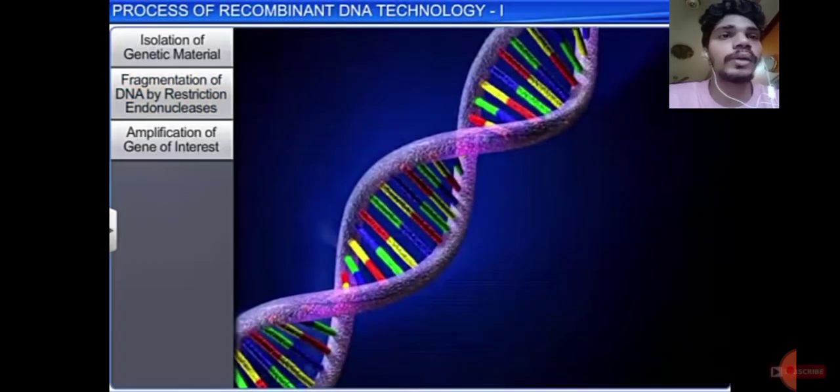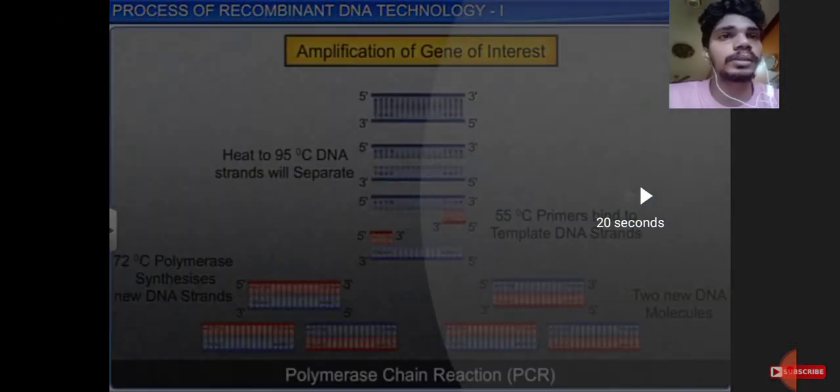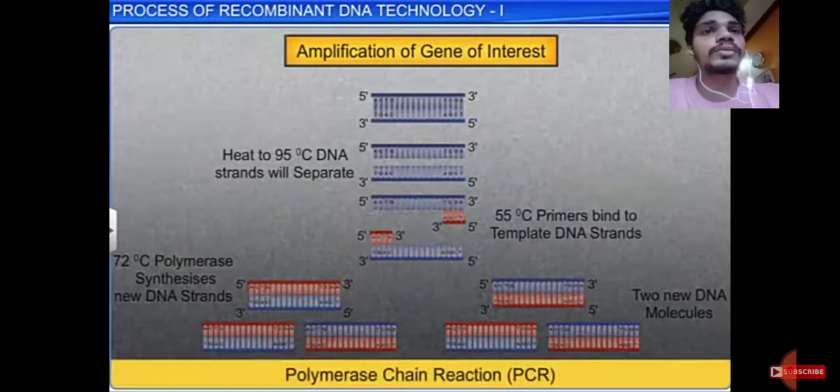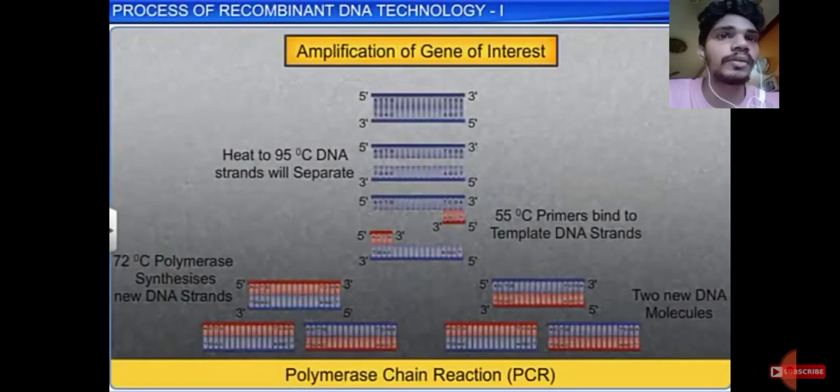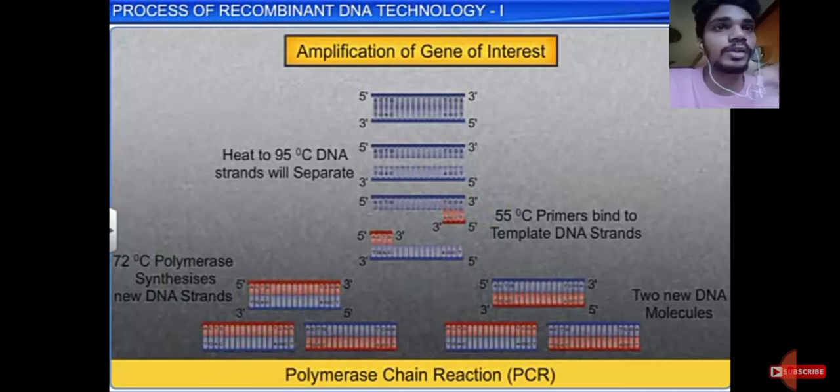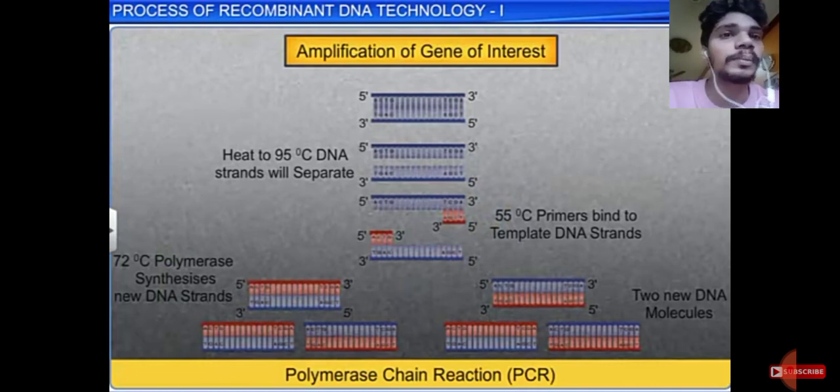As we move further, it talks about amplification of the gene of interest, which includes these steps where we add some changes, and then it brings about further changes. See, from 1 it becomes 2, from 2 it becomes 4, that is replication, and that process is called PCR, that is polymerase chain reaction. This is very, very important.